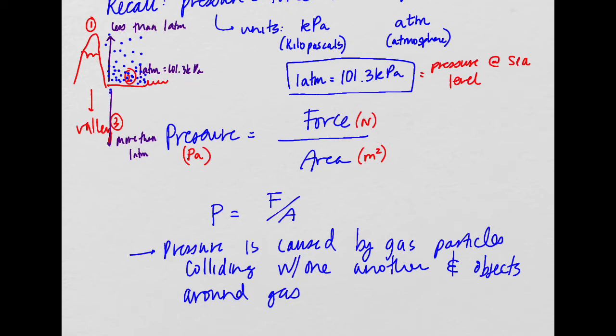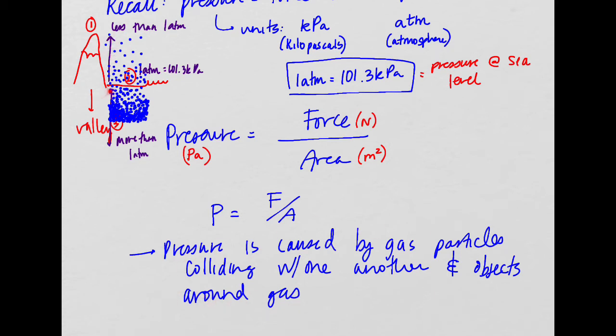And as we go down into the valley, the number of particles increases, okay? As you go up into the atmosphere, or as you go higher in altitude, the number of particles decreases. So if there are fewer gas particles up here at a higher altitude, there will be fewer collisions, and therefore there will be less pressure.